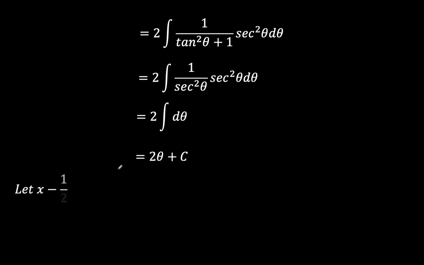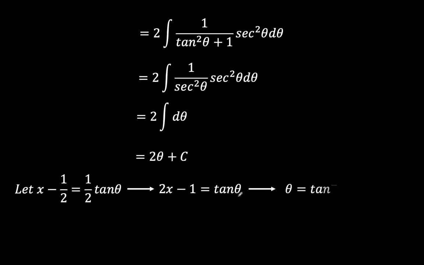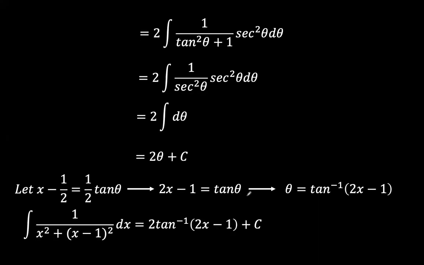But from the initial substitution, we said x minus a half is equal to a half tan theta. So that means that when we multiply both sides by 2, we have 2x minus 1 is equal to tan theta. And therefore, theta is the same as the arctangent of 2x minus 1. So the integral here is the same as twice theta, and our theta is arctangent of 2x minus 1. So it will be now 2 times arctangent of 2x minus 1 plus the integration constant c. And that's the answer.